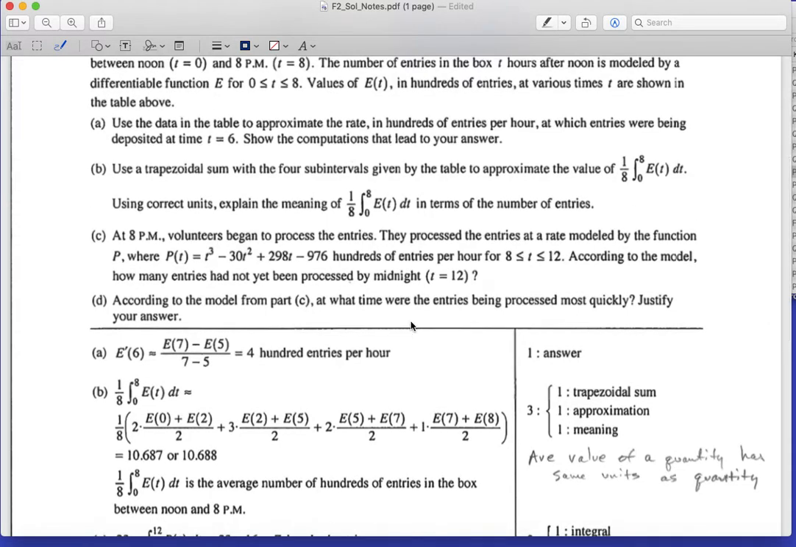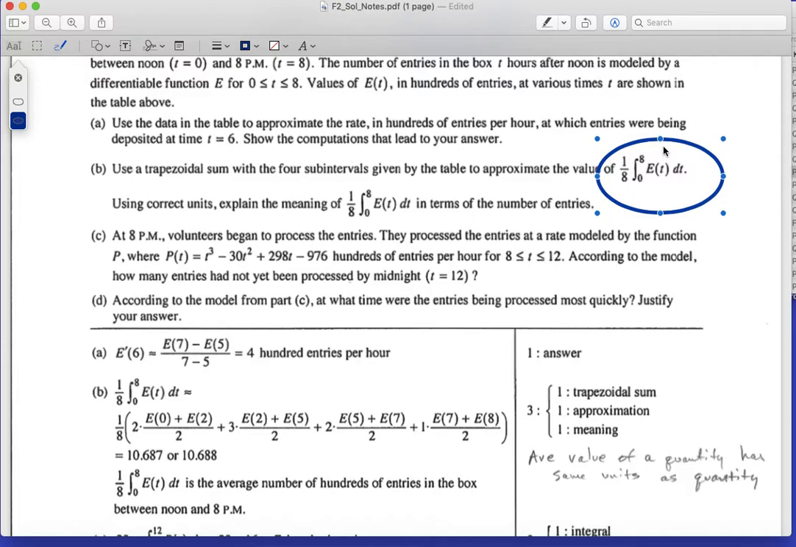Okay, use a trapezoidal sum with 4 subintervals given by the table to approximate the value of 1/8 integral from 0 to 8 of E dt. Using correct units, explain the meaning of that in terms of numbers of entries.